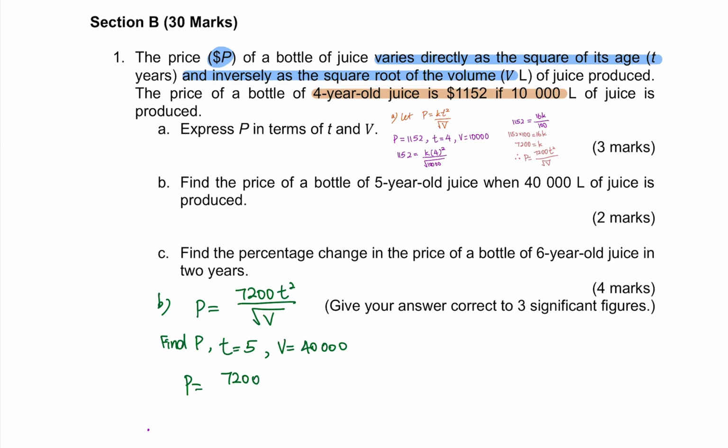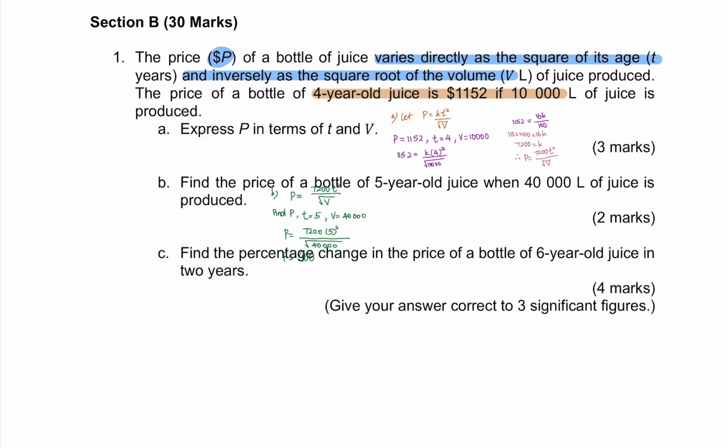T is replaced, not T squared, so just T is replaced, and the square root is still there. Same here, the square root is not yet replaced, just the V is replaced by 40k. Now this whole thing you can click in the calculator. 7200 bracket 5 bracket square root, over means division. You can click the division button or even the fraction button, and then the square root button. Try to figure out where it is. Then 40,000, and see what you get for your P. You should get 900. Yay, good. So that's it for part B.